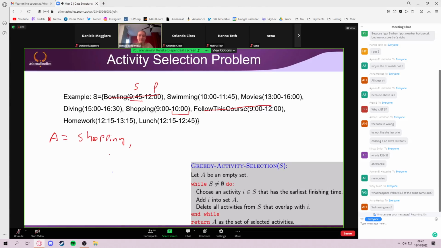So I see swimming next. Yeah, exactly. So swimming has the next earliest finish time, right? 11:45. So we're also going swimming today. Going to have a fun day, guys. And then we once again remove everything that overlaps with this. Right, so the movie starts later, that's fine. We can still go diving. We can still do homework, and we can still do our lunch. So swimming doesn't really remove anything.